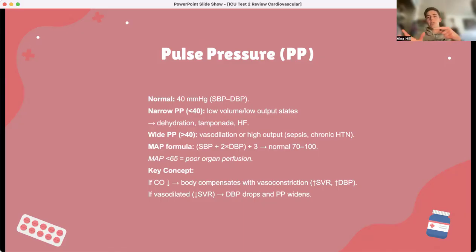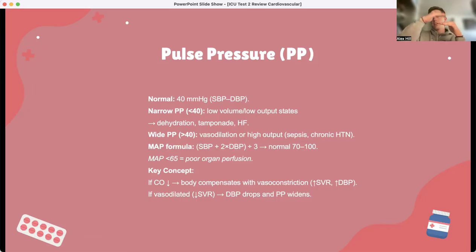But your constriction, how do I say this? Your blood vessels are constricting as they should, is what I'm trying to say. And so that's why your diastolic will not necessarily be low.